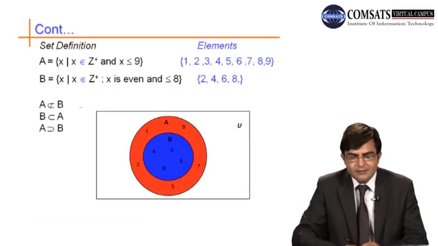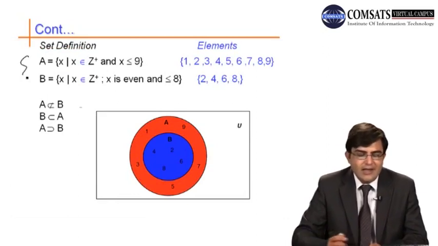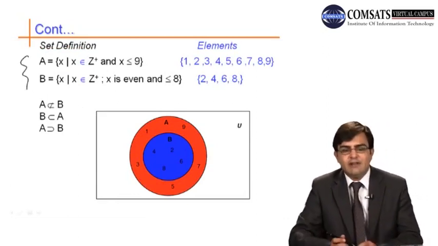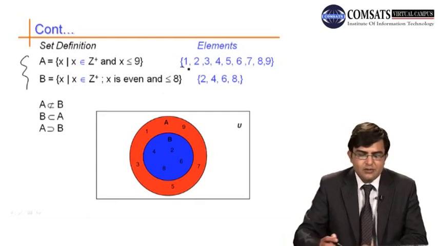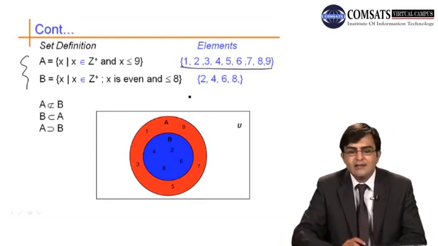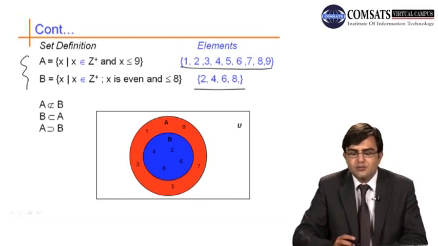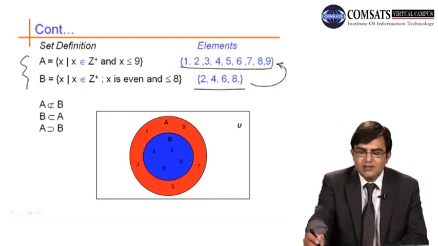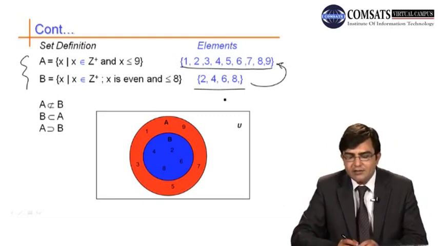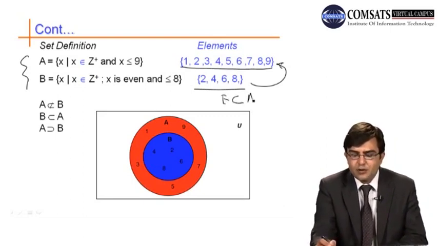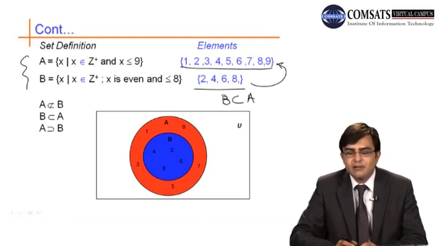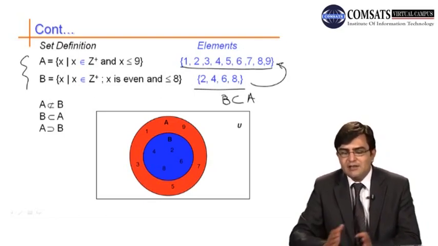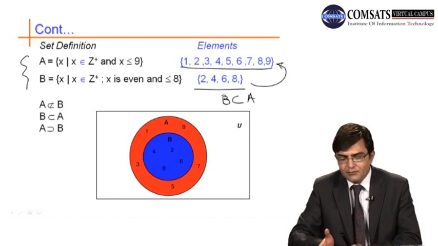Another example of how we express two sets using a Venn diagram. A is the set which contains the elements 1 to 9. B is the set which contains 2, 4, 6, 8. Now every element of B is also an element of A. It means B is a proper subset of A. B is a proper subset of A means B is contained in A.